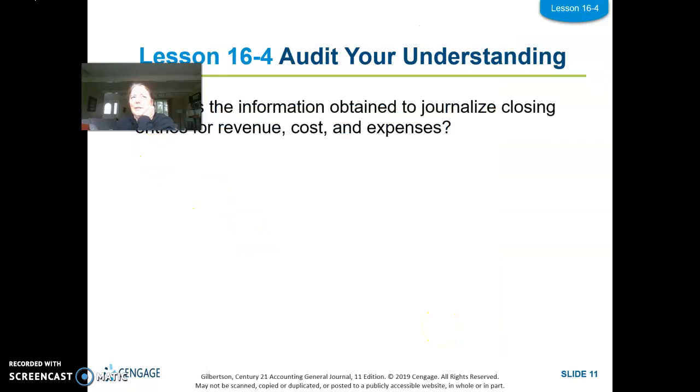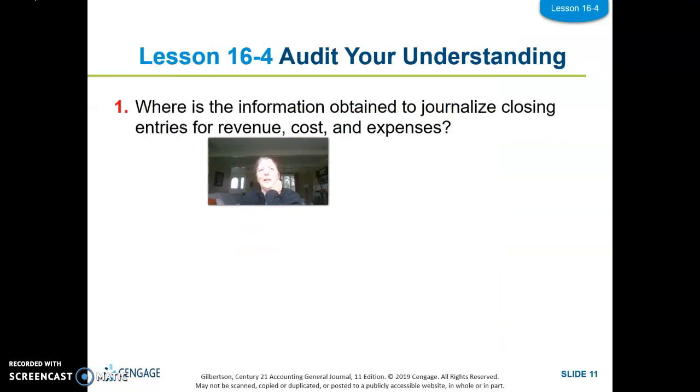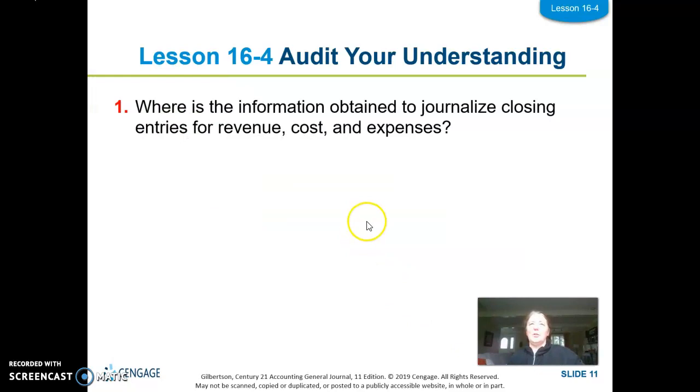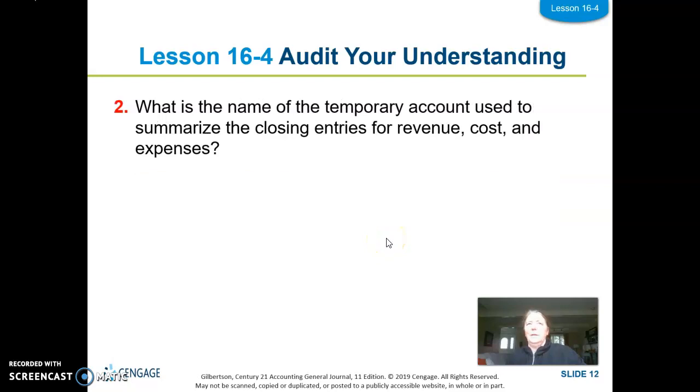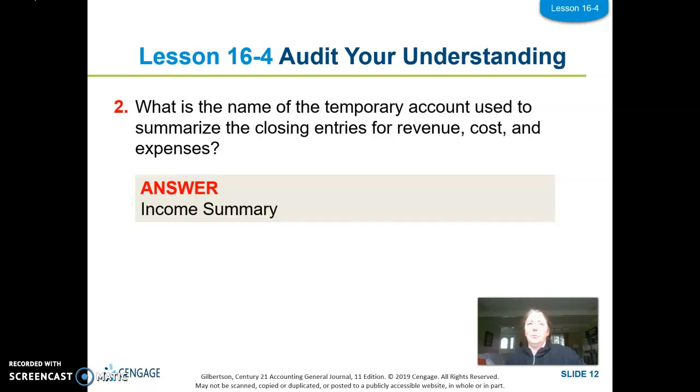So it says here on the audit your understanding, where is the information obtained to journalize the closing entries? It all comes from the adjusted trial balance. What's the name of the temporary account that we use to throw all that revenue and expense in? Income summary. Again, we don't do that in real life, but we do in this book.